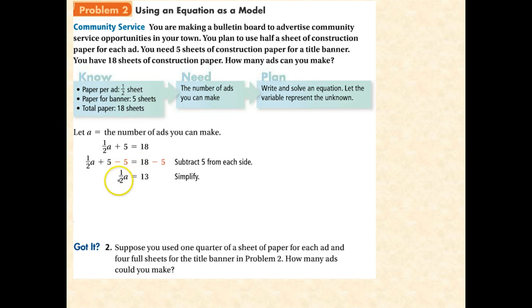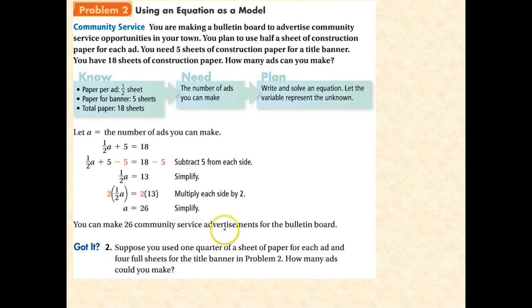So, half of A. If A is multiplied by 1/2, we need to divide by 1/2, which is the same as multiplying by the reciprocal of 1/2. So we're going to multiply both sides by 2. 2 times 1/2 is 1, so the coefficient of A becomes 1 now, and we get A equals 26. So that means we can make 26 advertisements for the bulletin board.